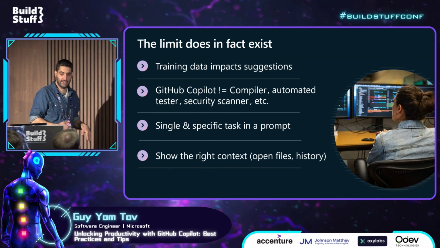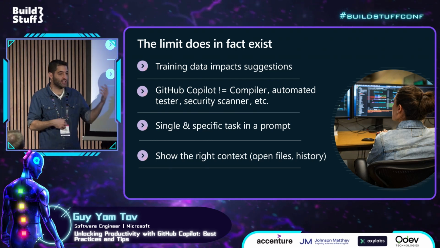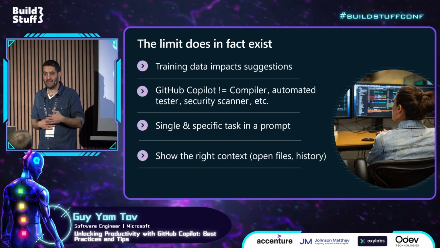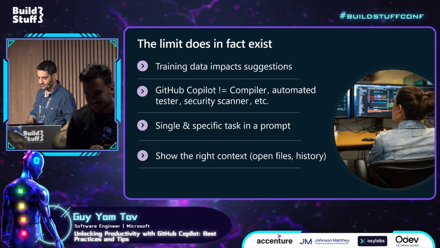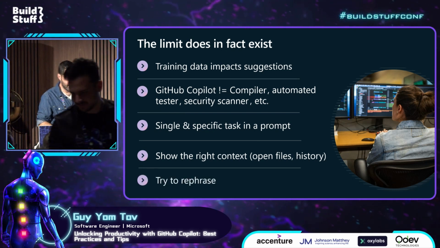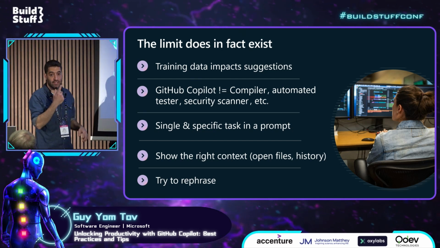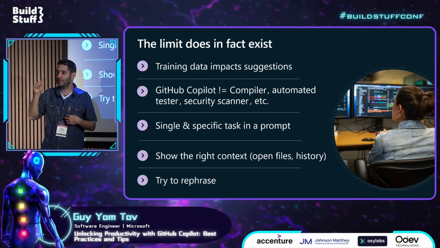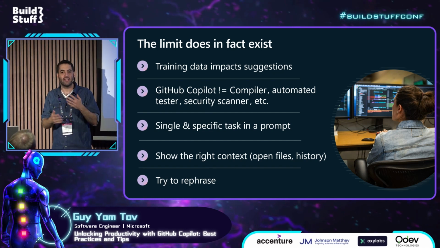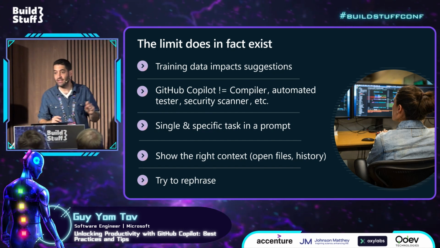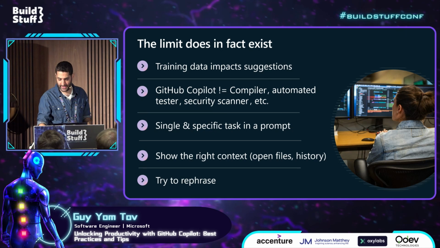Show the right context. As I mentioned before, make sure that the open tabs are relevant to the task. Make sure that the history of the chat is relevant to you. And the last thing, try to rephrase. I know that in some cases I try to regenerate, and it's not working. It's always giving me the same results. But sometimes rephrasing can do really well.